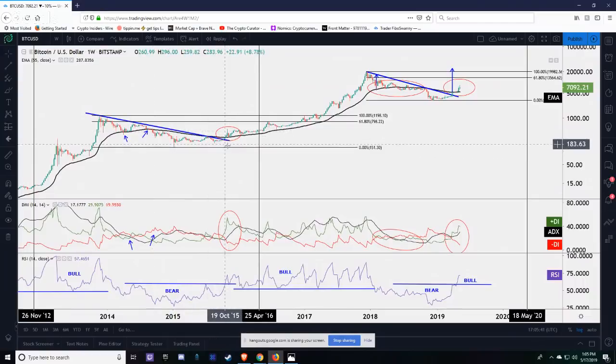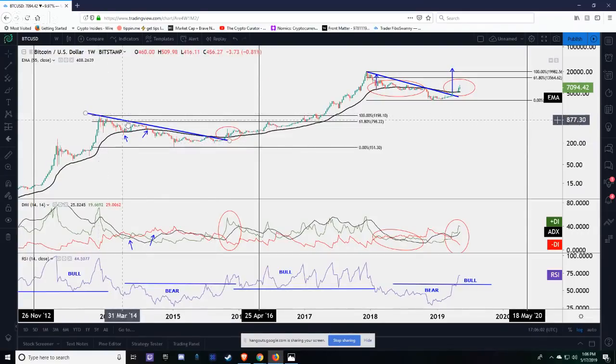And then this is the event right here, right at this black line. This golden line right here is the 55 exponential moving average for the weekly. This is my support and resistance guide. I really like it, and I think you get a lot of information off of it. And I'm going to point out a few things here.